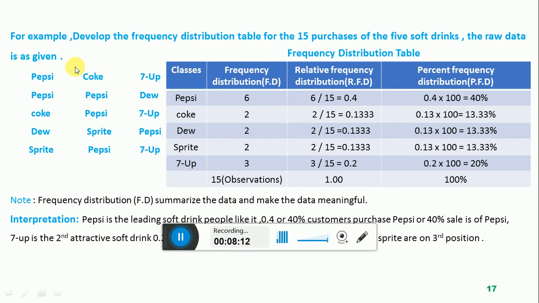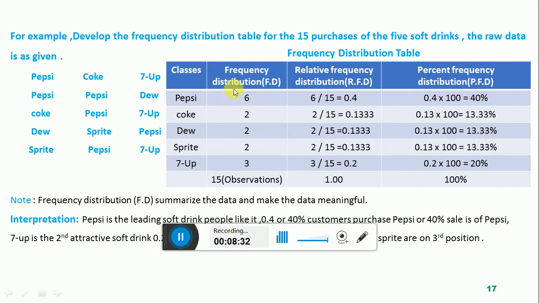So I'm counting the frequency of Pepsi: 1, 2, 3, 4, 5 and 6. So Pepsi is occurring 6 times in this data set.